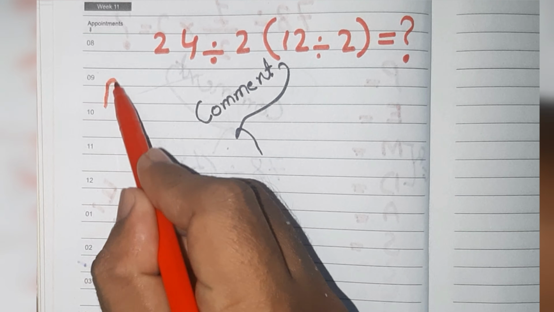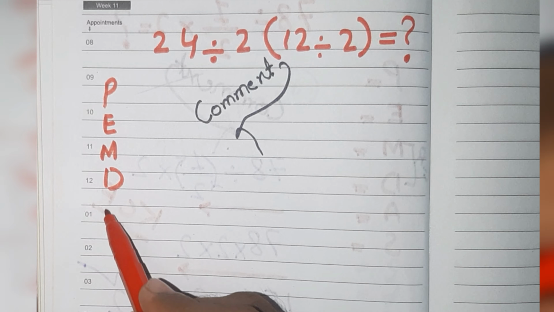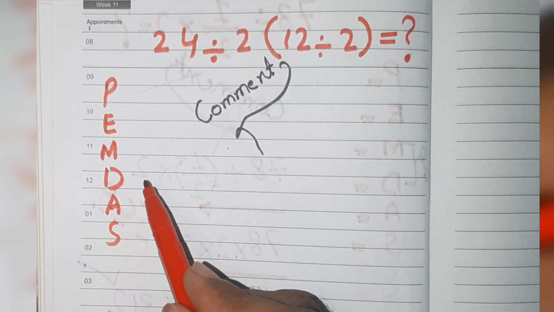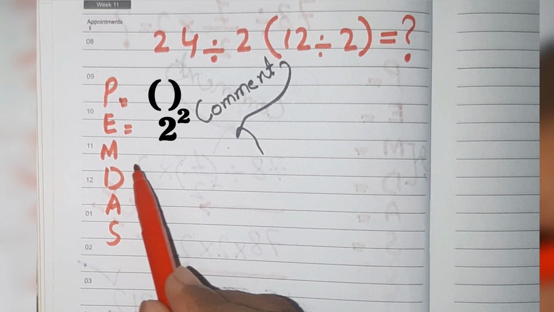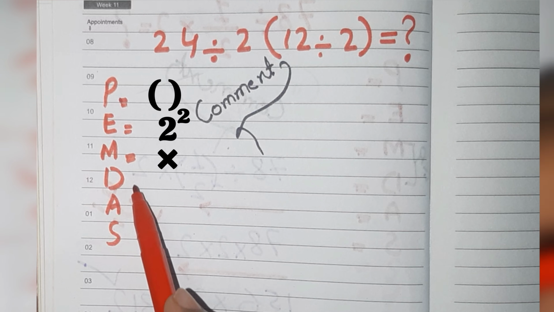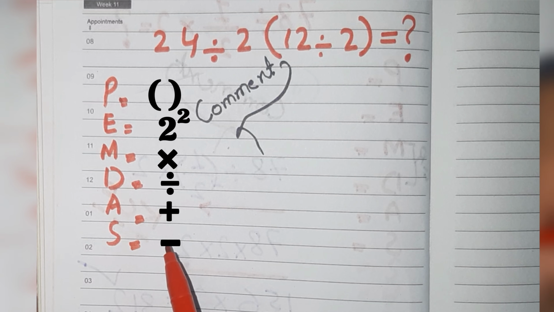All right? Now let me walk you through step by step how to solve this expression properly. To solve this question, we must follow the PEMDAS. In this rule, P stands for parentheses, E stands for exponent, M stands for multiplication, D stands for division, A stands for addition, and S stands for subtraction.